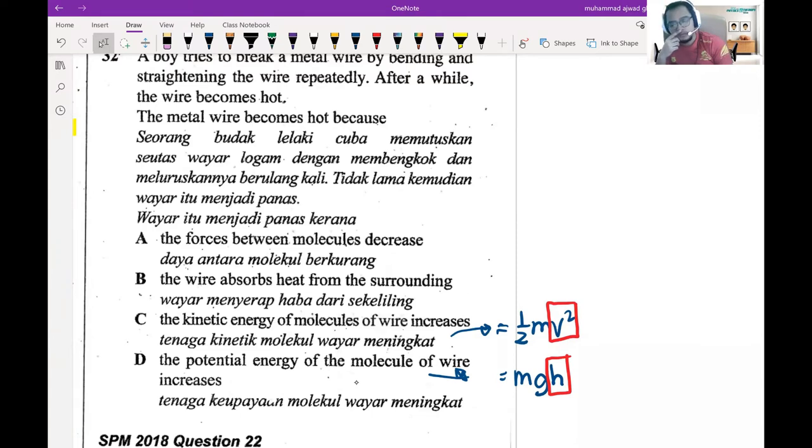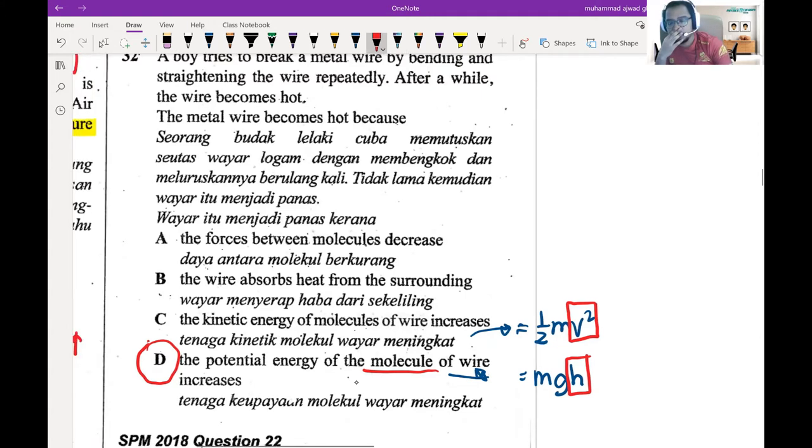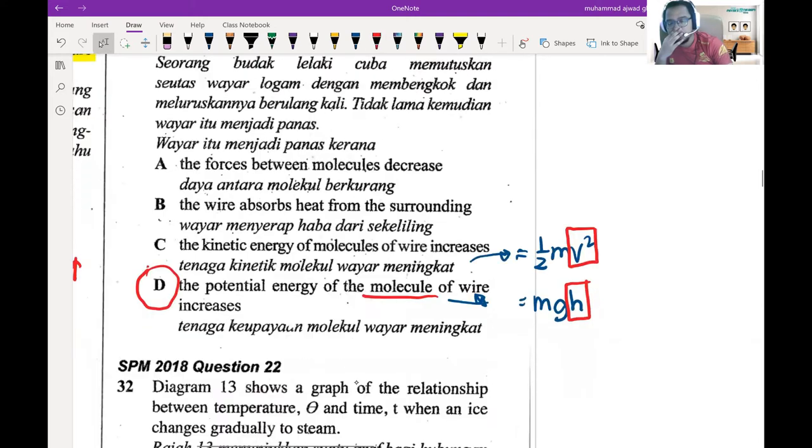Potential. Okay, potential energy. Yes, between molecule. Okay. Right, kinetic energy.